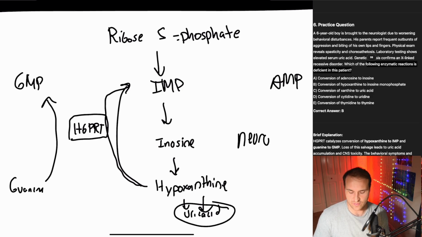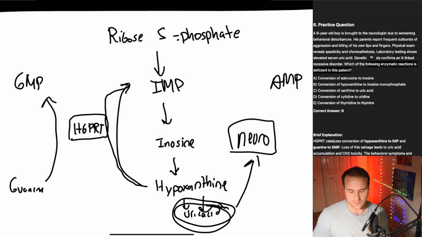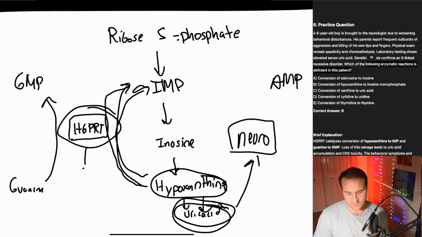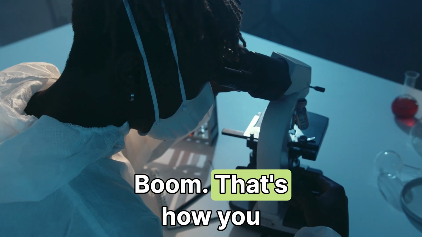That's why, when I read the first little part of the question stem, I was like, oh, he's got neurosymptoms, uric acid buildup. Why? Because this hypoxanthine cannot be converted back to IMP because of this defect. What is this defect called? Lesch-Nyhan syndrome. Boom. That's how you answer this question.